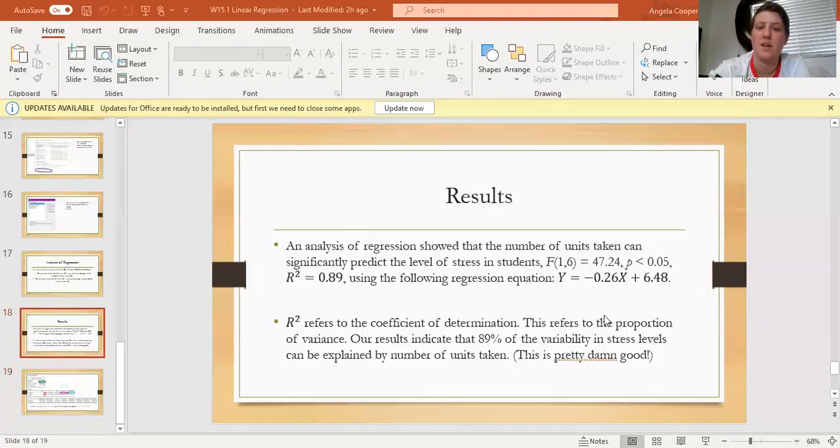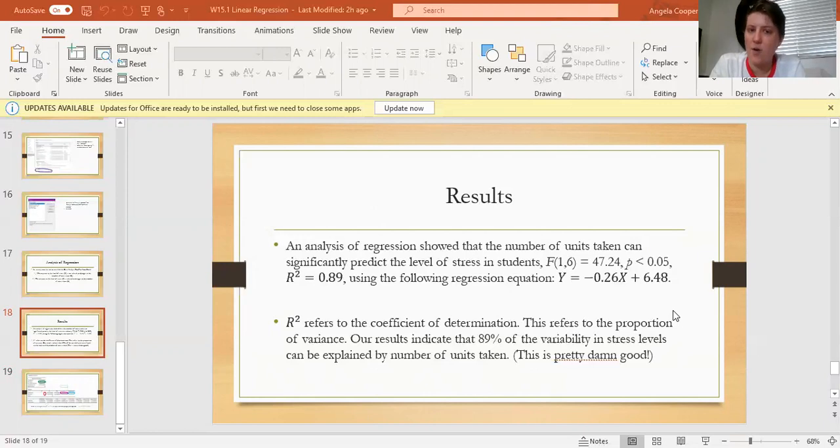Now, let me go back to this. The analysis of regression showed, since we have such a low p-value, we reject the null hypothesis. Essentially, we are retaining the alternative hypothesis. And the alternative hypothesis was saying that the number of units taken can significantly predict the level of stress or sanity in students. And this is the readout for that.